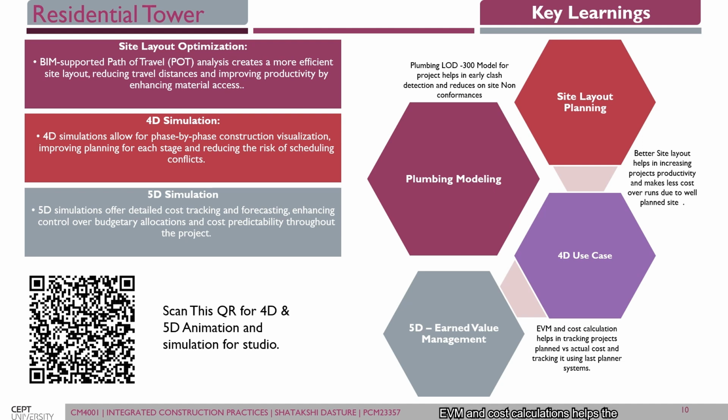EVM and cost calculations help track the project's planned and actual cost, tracking it using the Last Planner System. So these are all the plumbing LOD 300 models. The project helps early clash detection and reduces site non-conformances.